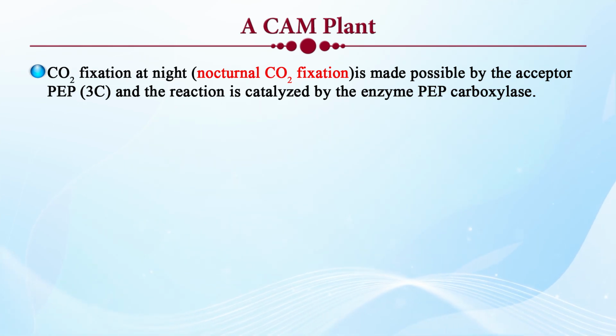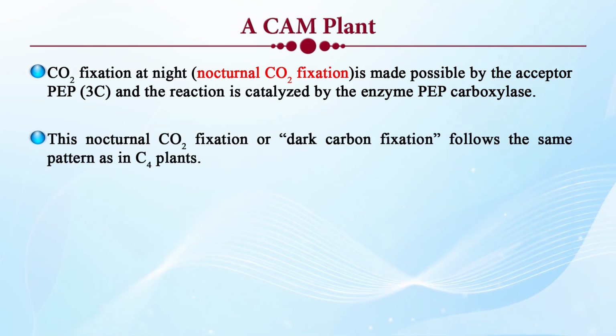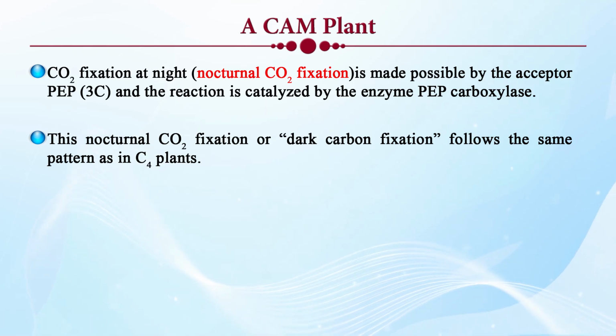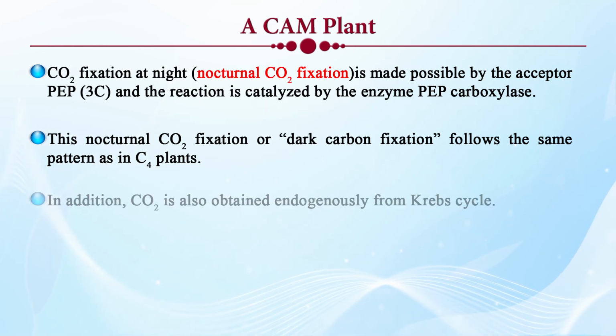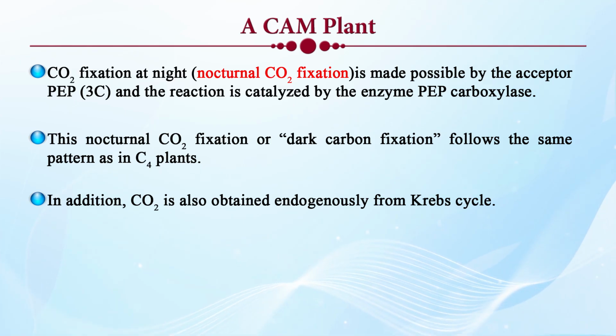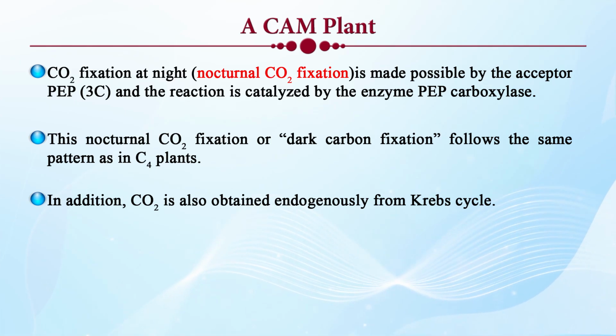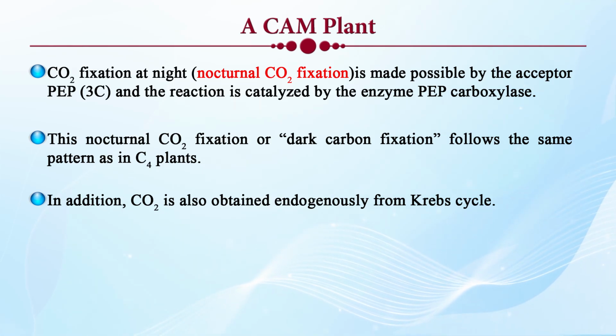The PEP or the phosphoenol pyruvate is the primary acceptor, which is a 3 carbon compound. The enzyme is PEPcase, that is PEP carboxylase, and this is called dark carbon fixation. It is the same pattern as we find in C4 plants. Now, the Krebs cycle is also going on during night, because respiration goes on throughout day and night, all 24 hours. So, the CO2 which is released is also now obtained endogenously.